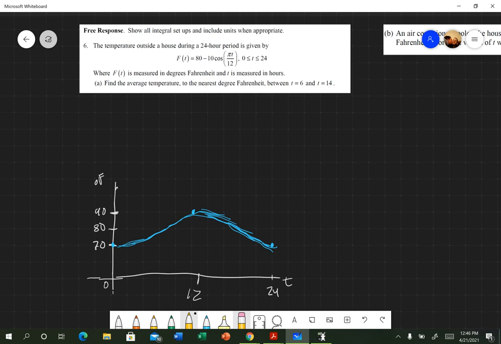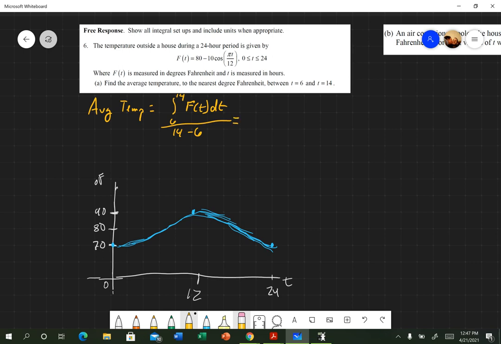So find the average temperature to the nearest degree Fahrenheit between times t equals 6 and t equals 14. Okay, so average temperature, well, that's just going to be the temperature of this function between that time, t equals 6 and t equals 14. It's just going to be the integration of f of t with respect to t, divided by the overall time, the interval of time.